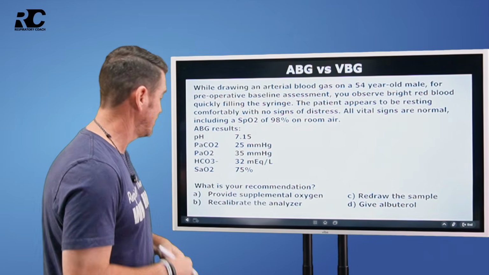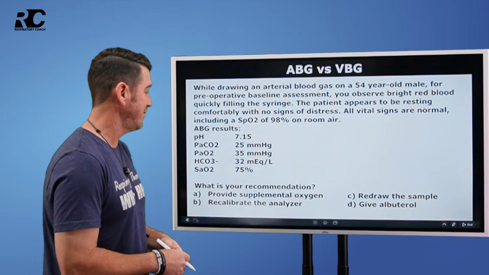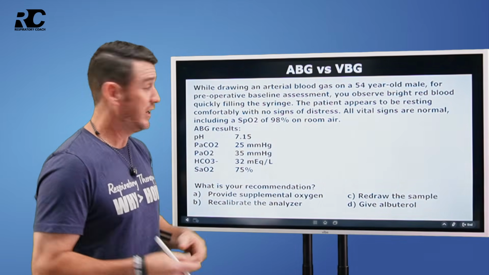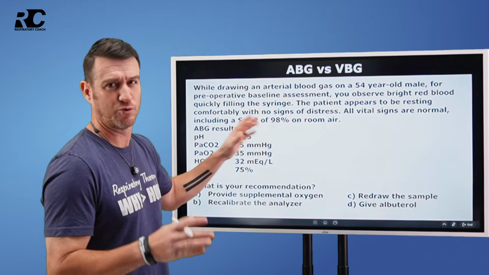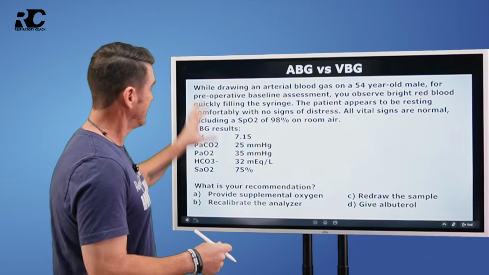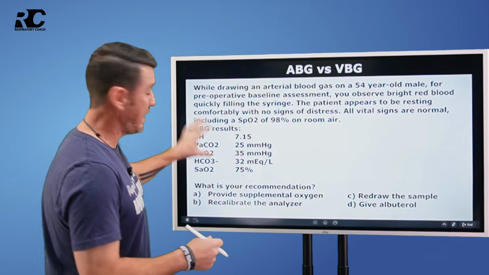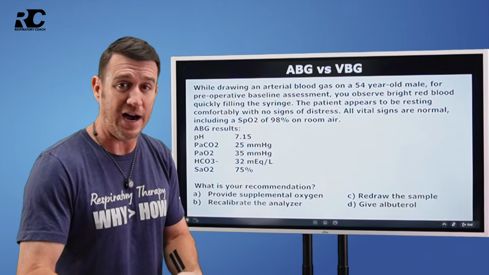What is your recommendation? You're going to provide supplemental oxygen? Well, PaO2 says 35. Yeah, but our saturation says 98%. That's a discrepancy. That right there doesn't match up. Also, the patient presentation doesn't match a blood gas that appears to be severely acidotic.